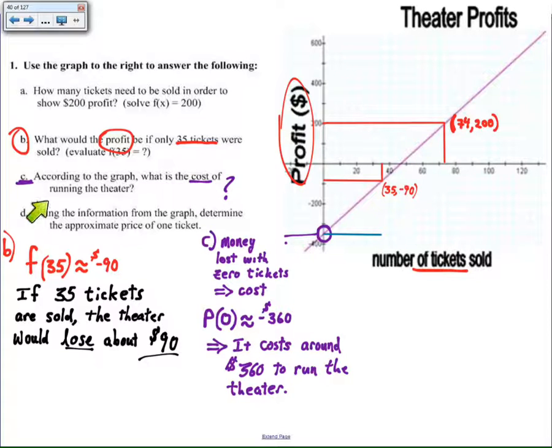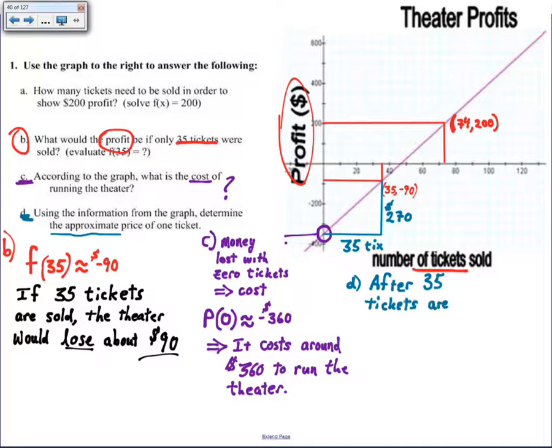Finally, the last question, also rather challenging because it's not obvious immediately. It says, using information from the graph, determine the approximate price of one ticket. That's really hard to do because on this scale I can't go over 1 and then find out how much the graph increased by. But I do have a lot of information based on my prior answers. One of them is this. When I sold 35 tickets, my profit went up from negative 360 up to negative 90, which means it was an increase of $270. So I can actually write, after 35 tickets are sold, $270 were added to profits.